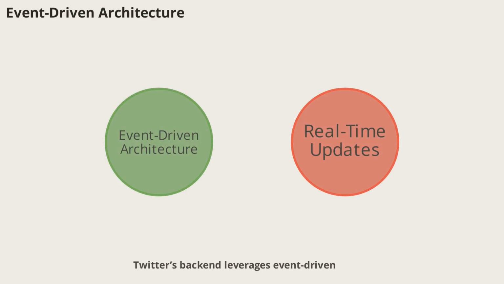Twitter's backend leverages event-driven architecture for scalability and responsiveness. When a tweet is posted, an event is published to the feed service, triggering updates for followers. This approach decouples services and enables real-time propagation of changes across the platform.